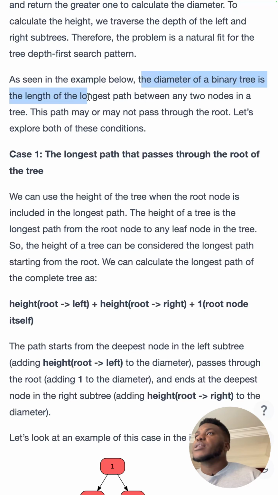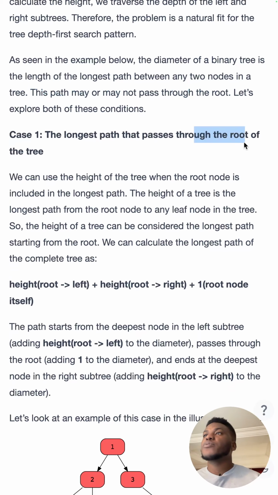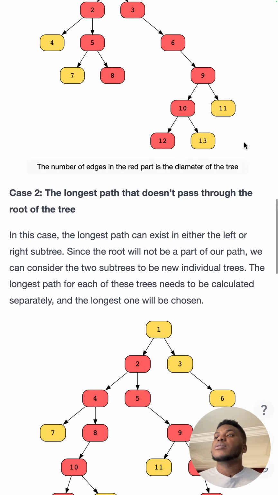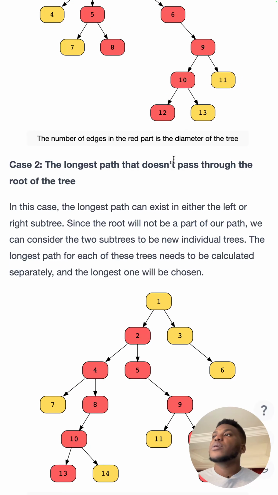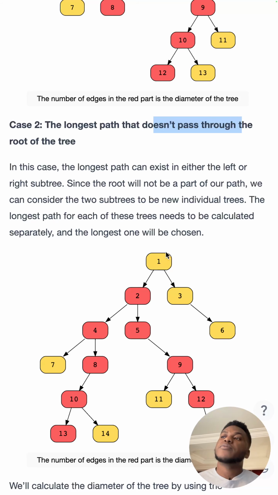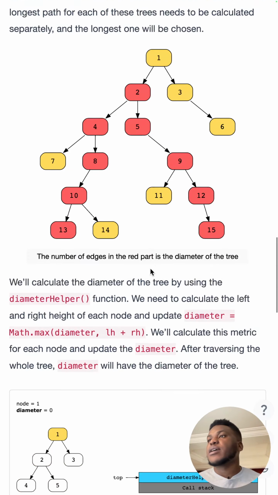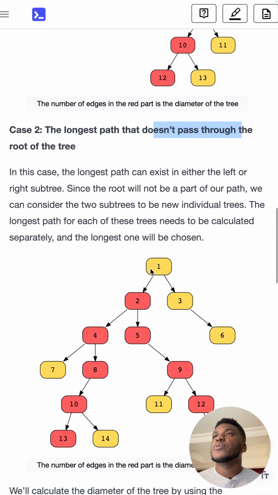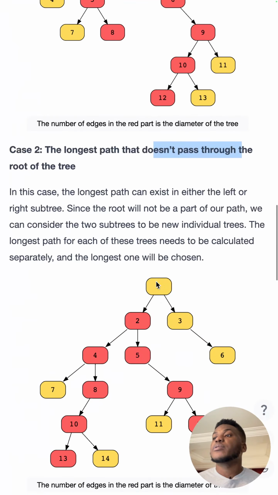The diameter is the length of the longest path between any two nodes in the tree. It may or may not pass through the root. So there are 2 cases. Case 1, it passes through the root, as you can see here. Case 2, it doesn't pass through the root, so it's only going to pick either the left or right-hand side subtree. It goes through the root or it doesn't go through the root.